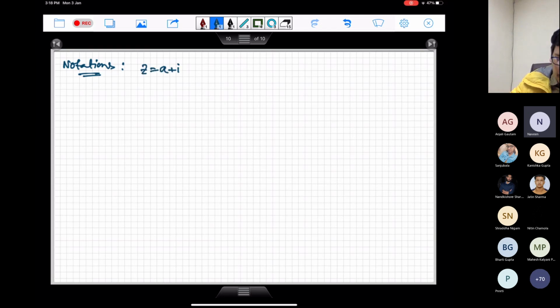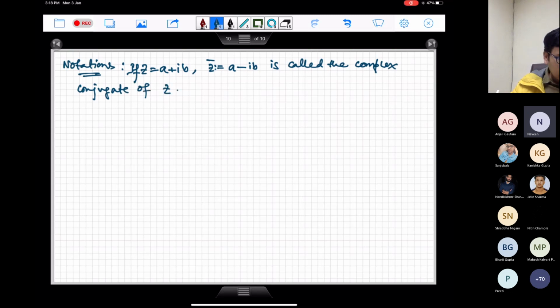Okay, so what was a conjugate pair? If I take z equal to a plus ib, then z bar, which is defined as a minus ib, is called the complex conjugate of z. Okay, so this is a simple definition. So if you have a complex number a plus ib, its complex conjugate is a minus ib, which is z bar. For example, the real parts of z and z bar are the same, whereas the imaginary part of z bar is nothing but minus the imaginary part of z, and so on and so forth. So these things are very easy to understand.